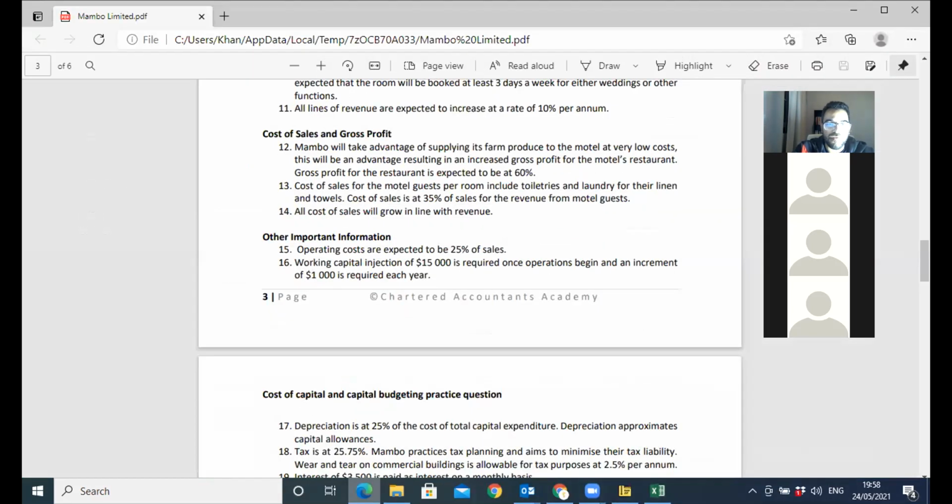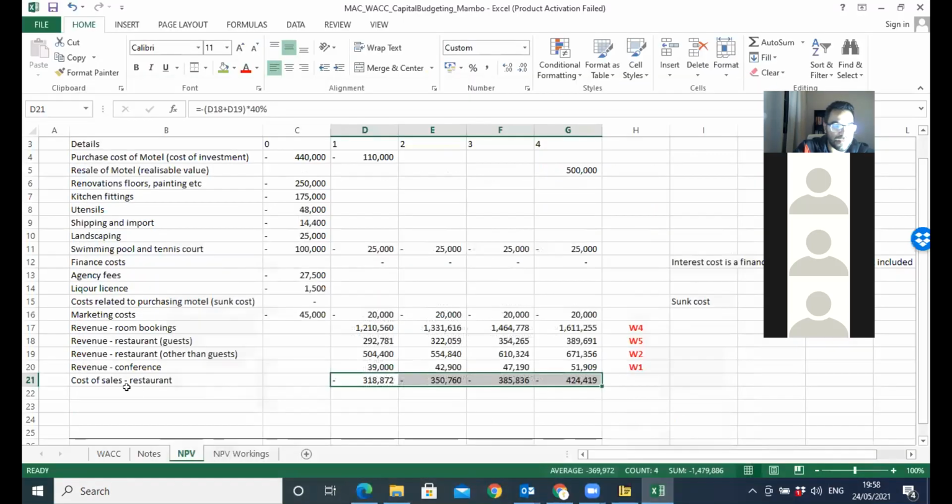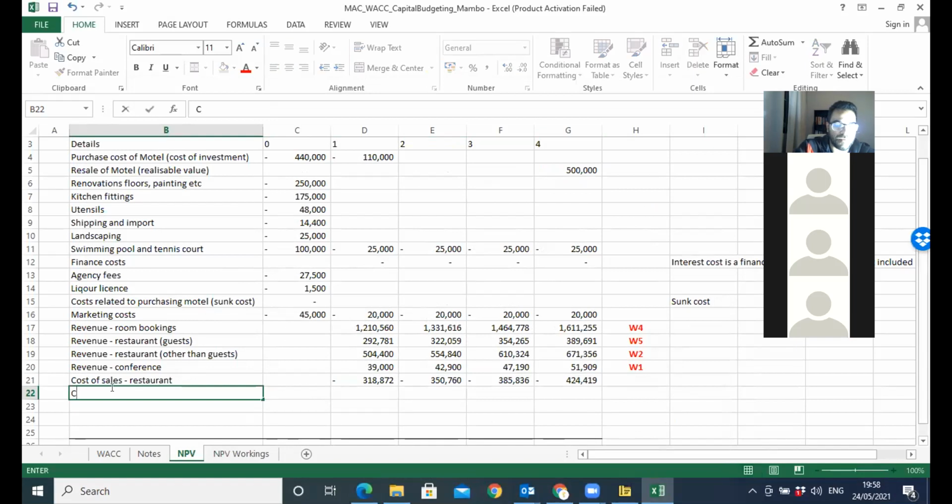Then number 13, cost of sales for motel guests per room includes toiletries and laundry for their linen and towels. Cost of sales is 35% of the revenue from motel guests, okay? So 35% cost of sales. Okay, so cost of sales.